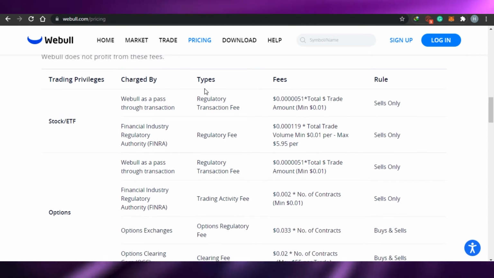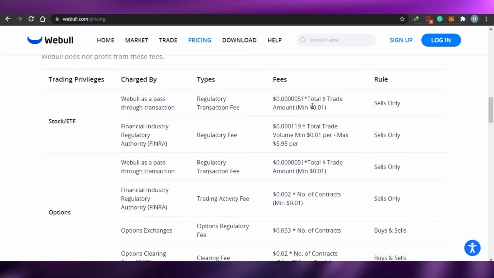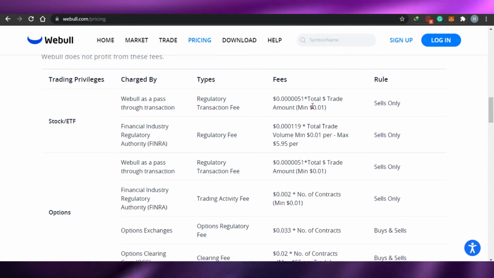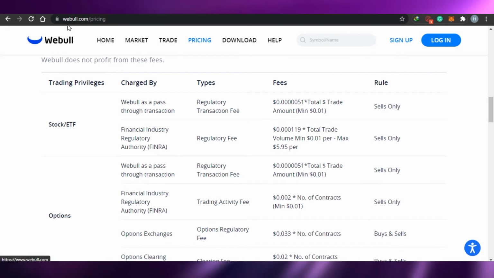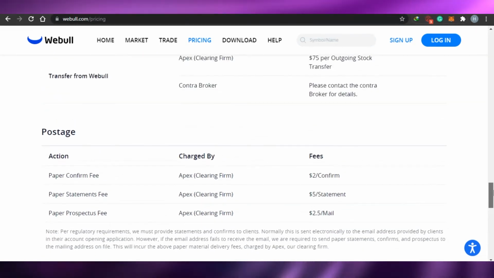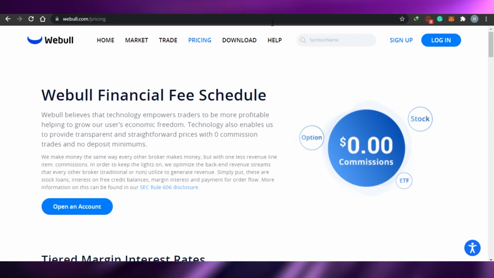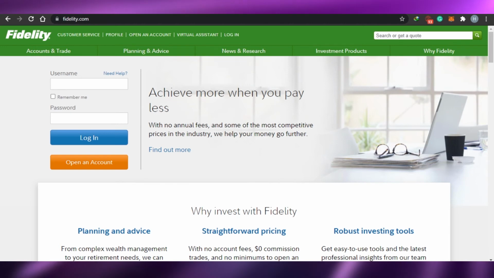And if we talk about the fee for stock and everything, stuff like that, you can see that it's 0.000051 plus total trade amount, which is minimum $0.01. Pretty good. And all of the fees you can check out right here. If you come to webull.com and go to pricing, I suggest you check out their pricing in detail. So here you will find it. And both of these investment softwares have their own mobile apps, so that's pretty amazing as well.